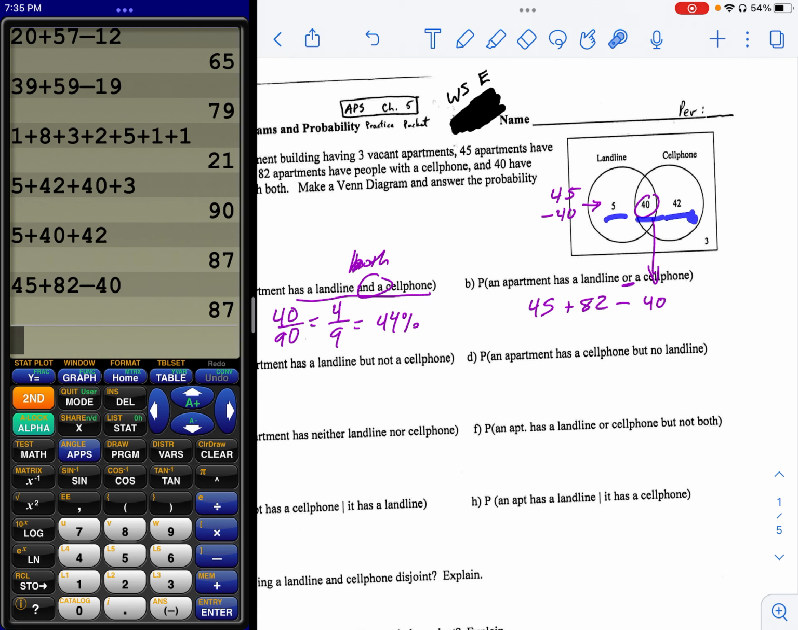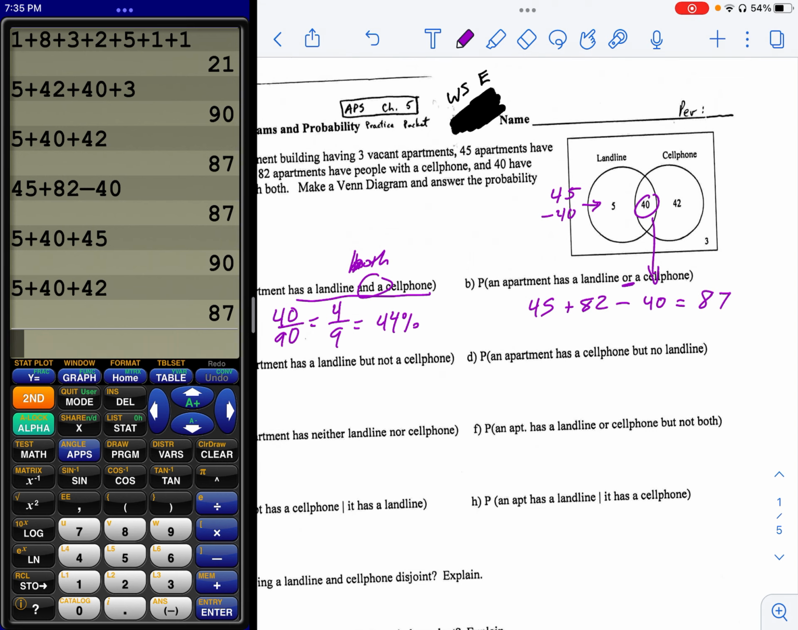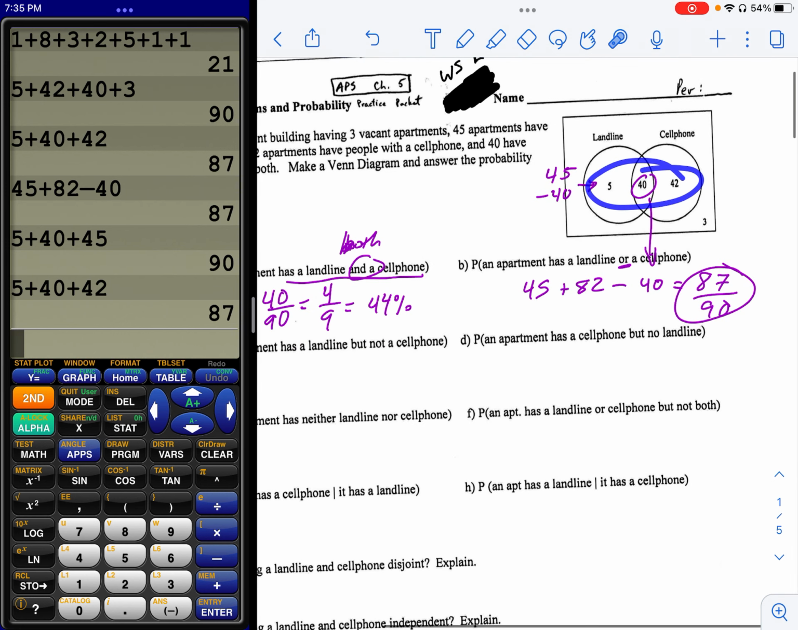Or just to show you, if you add up this and this, 5 plus 40 plus 42, it's 87. So 2 ways to approach this. 87 of the apartments have a landline or a cell phone or both, which is pretty much everything in the circles. It's only these 3 that don't.